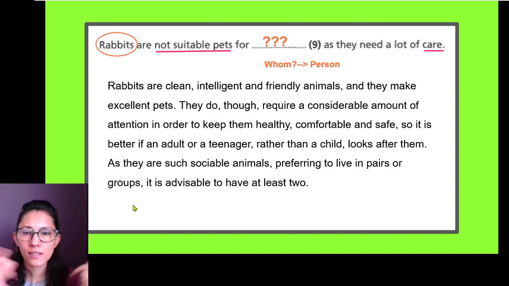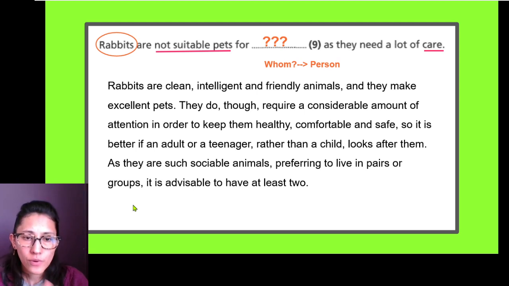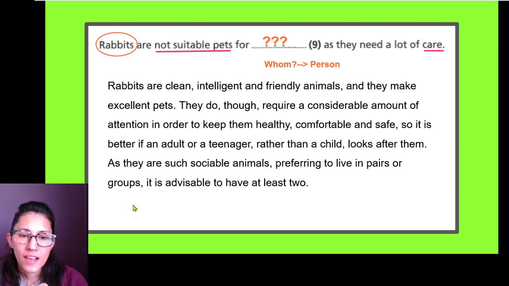Rabbits are clean, intelligent, and friendly animals, and they make excellent pets. They do, though, require a considerable amount of attention in order to keep them healthy, comfortable, and safe. So it is better if an adult or a teenager, rather than a child, looks after them. As they are such sociable animals preferring to live in pairs or groups, it is advisable to have at least 2.